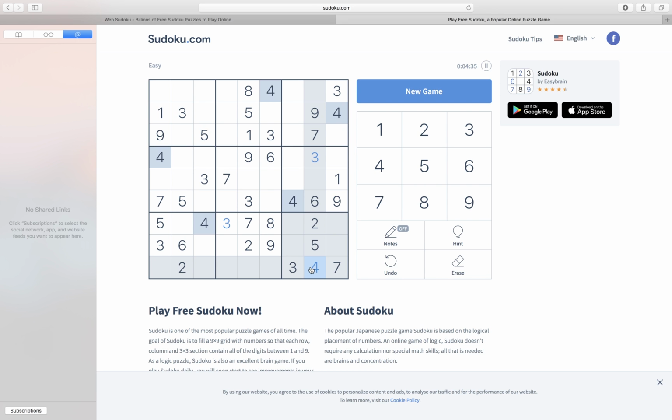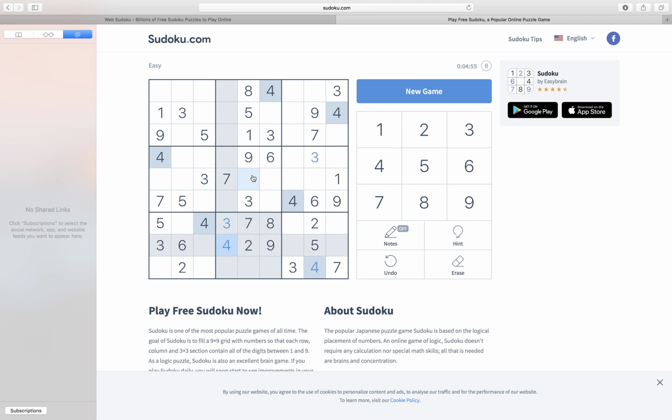So let's try some other squares also. Let's see if we can finish this square. So yeah, 4 cannot be in this row because 4 is here. So 4 can only be here in this square. Okay, so now 1, 2, 3, 4, 5, 6, 7. 7 places have been finished.